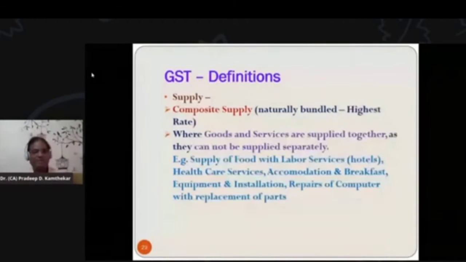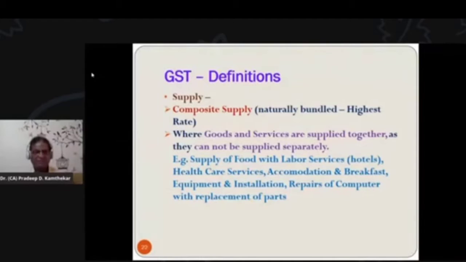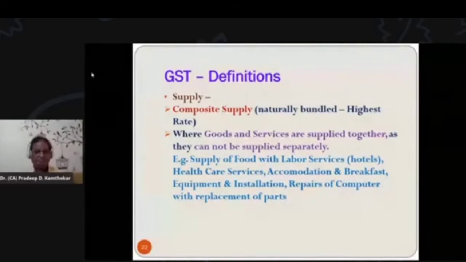Now, composite supply. The third type of supply is called composite supply. Composite supply is a supply of goods and services of different types, where you cannot segregate them. They are naturally bundled together. They are inseparable. It is not possible to separate them. And when goods and services are given together, because they are naturally bundled, in that case also the highest rate of GST applicable is applied.